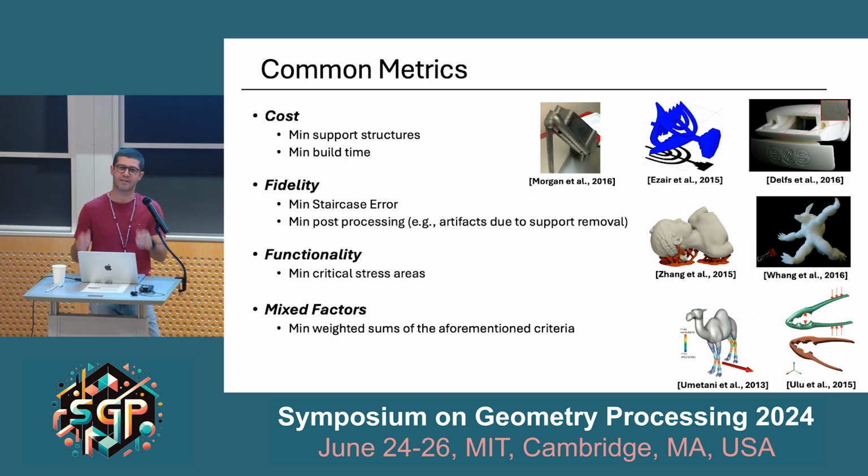Also, functional-wise, there is optimization of the orientation. For example, if you know that your object is going to be solicited in a specific direction with some forces, you can choose the orientation of your object in order to be maximally resilient to that solicitation when you choose the orientation of the print.